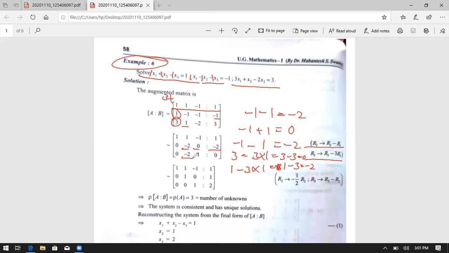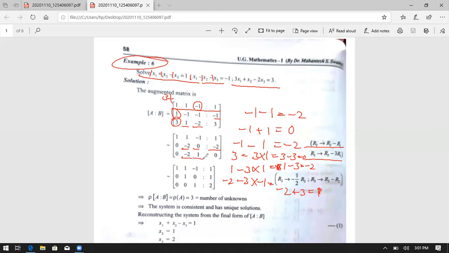Next come to the third element. That is minus 2 is there. Minus 2 minus 3 into R1. R1 means that is minus 1. The simplification: minus 2, minus into minus is plus, that is 1. Here I write 1.